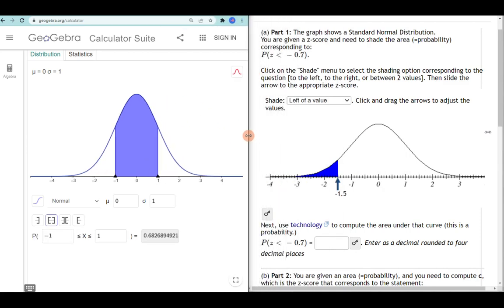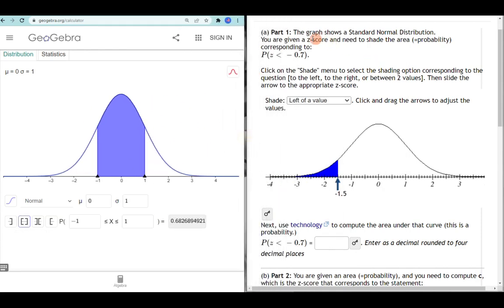Alright, let's look at some examples. This graph below shows a standard normal distribution. We're given a z-score and we're asked to shade the area corresponding to this expression. This is read as the probability that a z-score is less than negative 0.7.